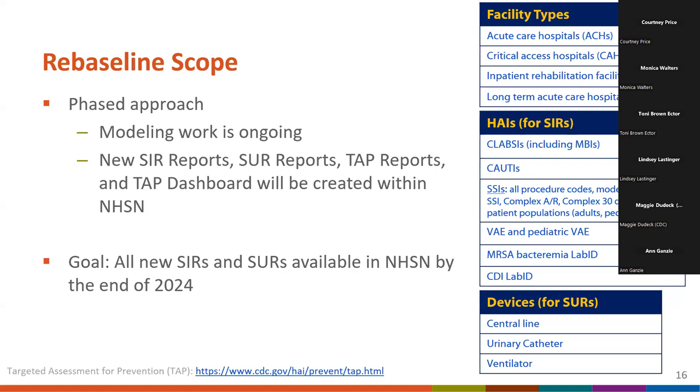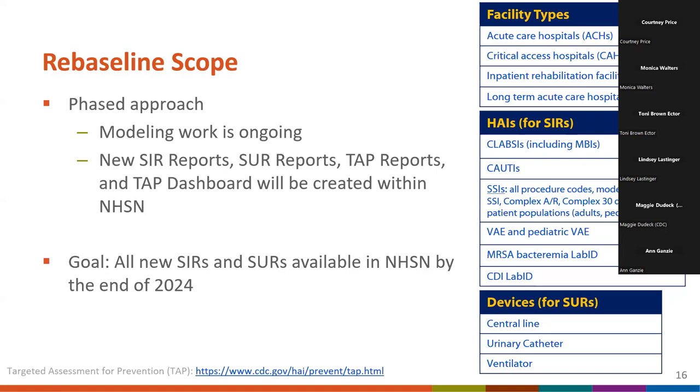So that is a lot of models to create, and it is a lot of new reports that need to be developed and tested in the application. So our team is using a phased approach for the rebaseline. There are different phases of the modeling work, and there will be different phases of implementing those models into the application through new SIR reports, SUR reports, TAP reports, and an update to the TAP dashboard.